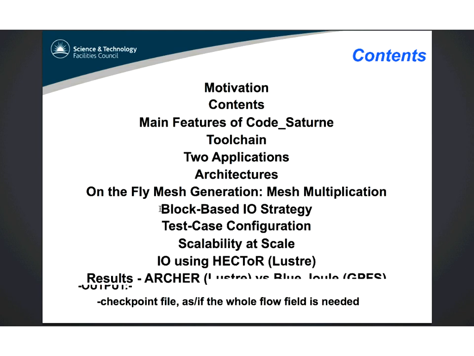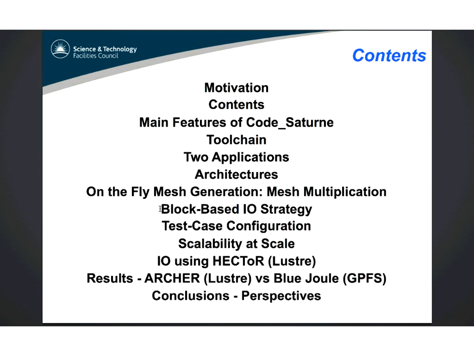So here is the content of the talk. I'm going to present the main features of the code, the tool chain of the software, and then show briefly two applications we've been interested in, and just talk a little bit about the architecture of the machines, because we are going to present some comparison between Archer and the Lustre file system and Bluejean and the GPFS file system.